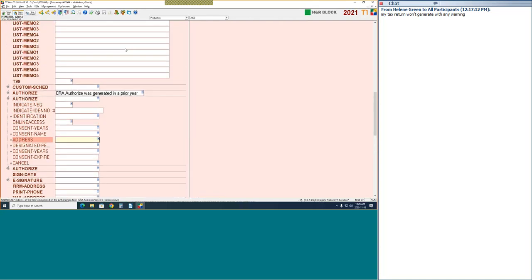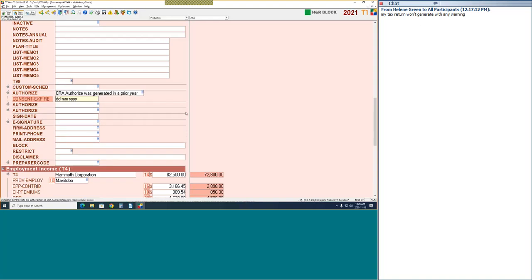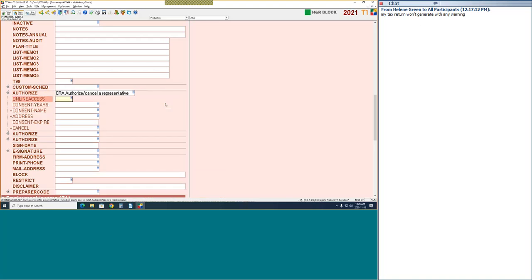So what happens when you have a new client is you're going to generate a CRA authorization form. If you have an old client and you need to generate a new one because they've canceled your authorization, you're going to go to the keyword authorize. So if I go to the keyword authorize and I now need to do a new authorization form, I can choose give me a CRA authorization form. If they're a prior client, it will always say it was already authorized. But if they're a new client and you need to create one, you create one this way. Or if they're an old client who's canceled your authorization and now you need a new form for them, you can go into authorize and change that.